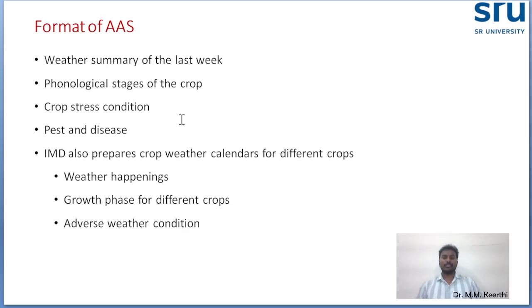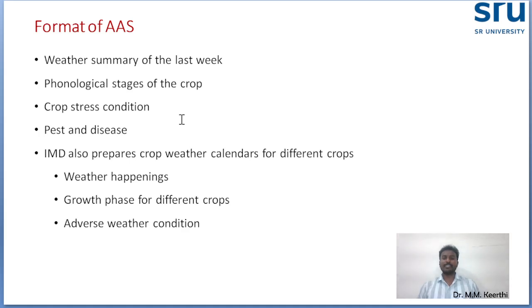Crop stress condition: for example, in the Warangal region in Telangana, some crops are under water stress condition. They mention which crops are under water stress and in which area. They also mention what type of pests and diseases may occur during the upcoming weeks, what weather is expected, and the growth phases of the different crops.